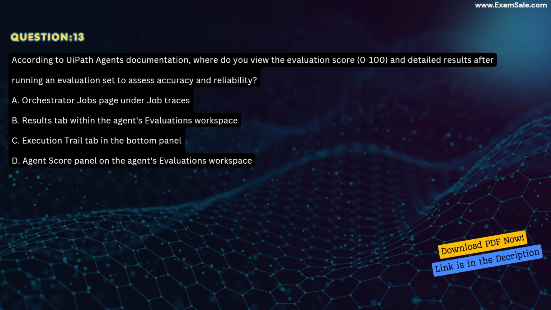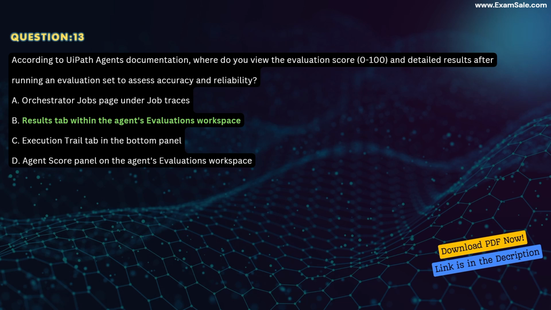Question 13. According to UiPath Agents documentation, where do you view the evaluation score 0-100 and detailed results after running an evaluation set to assess accuracy and reliability? A. Orchestrator jobs page under job traces. B. Results tab within the Agents Evaluations workspace. C. Execution Trail tab in the bottom panel. D. Agent Score panel on the Agents Evaluations workspace.